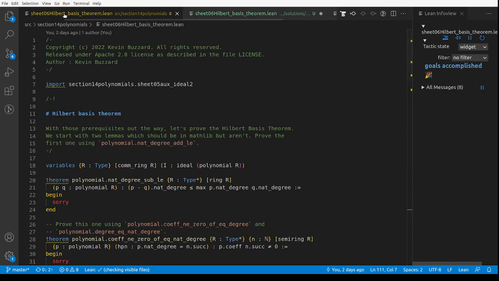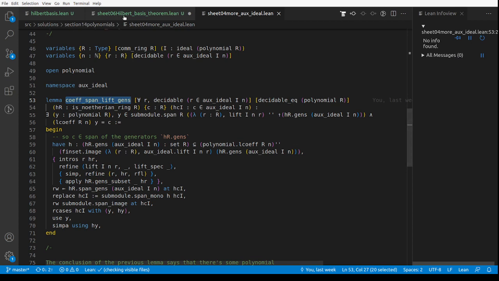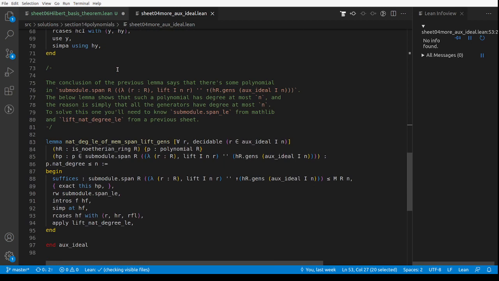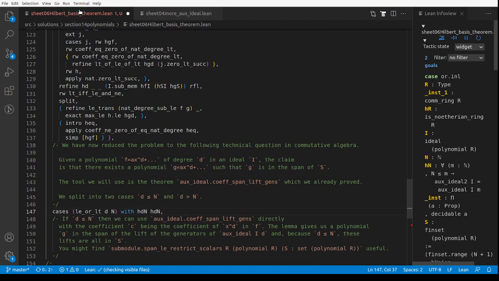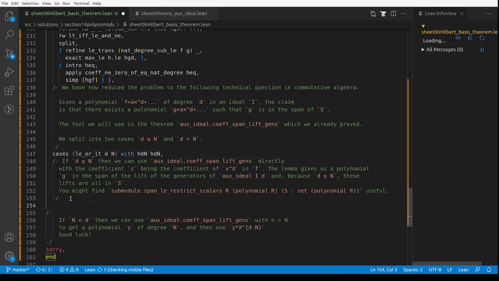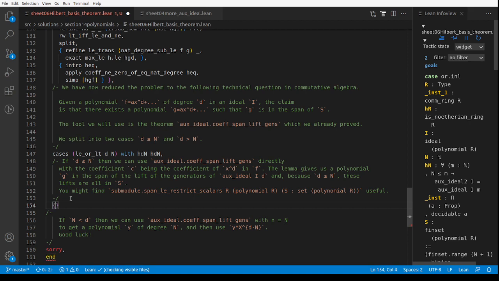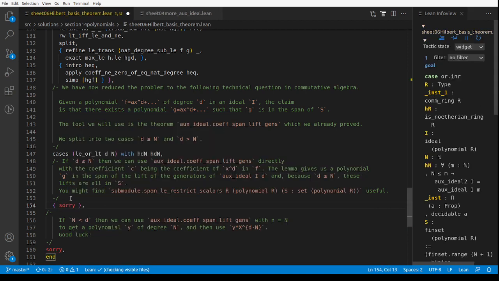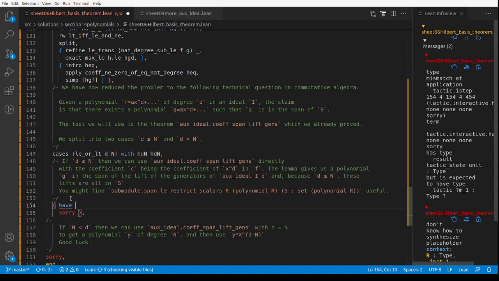We don't even need that file. Why is that file open? We don't need that file. And let's get back to our proof. So if d is less than or equal to N, then, oh, let me put that in brackets. Just let me check that. Yeah, there was an error. Okay, so in this case, we want to use this, right?